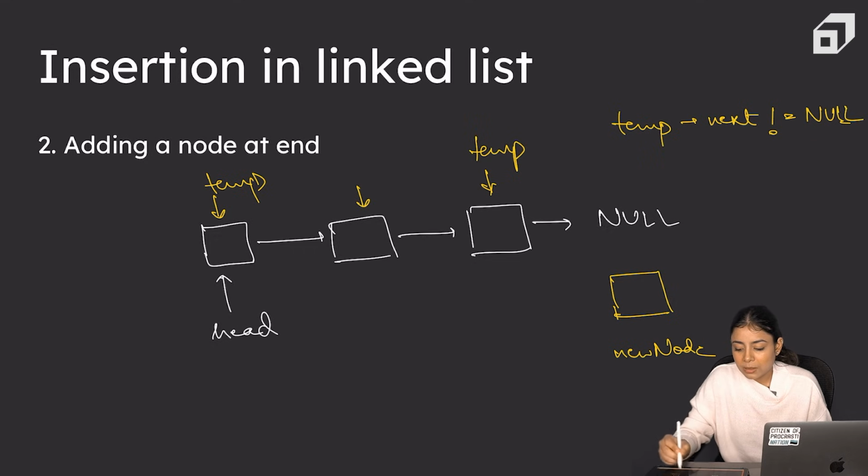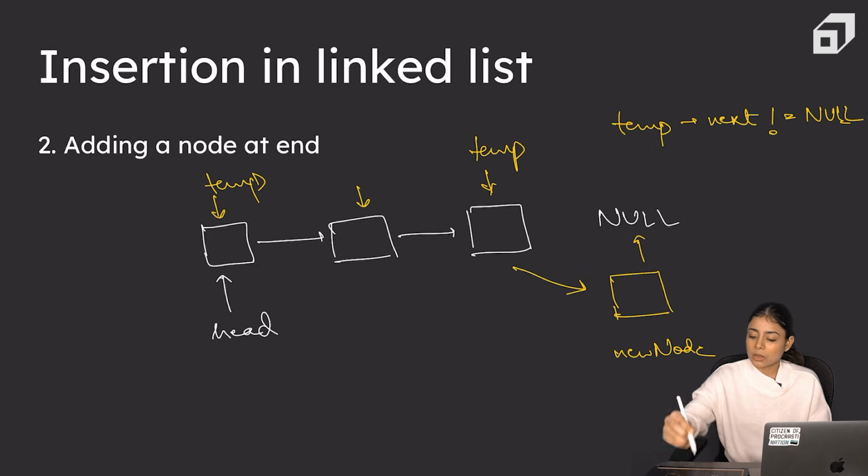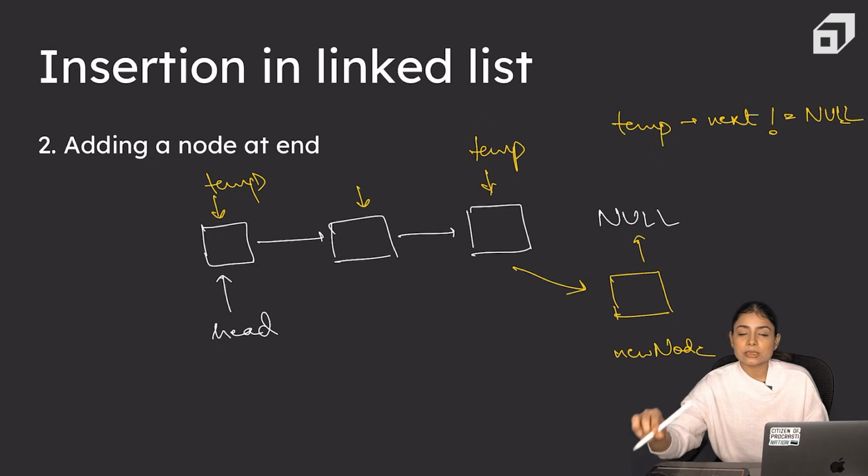So when will it become null? When it is at my last node. When it is at my last node, then my work is easy. I'll just change this link. I'll make the next pointer of temp, which is my last node, point to the new node, and the new node will point to null. Alright, and this is how I'll be able to insert at the end.